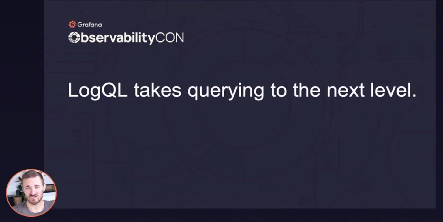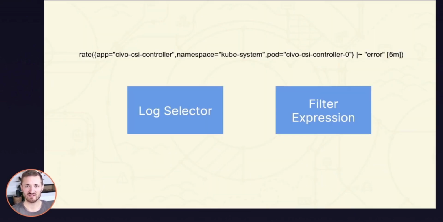LogQL. I touched upon the idea of looking into your logs, but LogQL syntax, very closely following PromQL, takes your querying to the next level. The built-in functions that come with PromQL and LogQL are very similar. So averaging, rate, and other commands are all there for you to use. In this example, you can see I took that CSI controller error rate and I've started to look at it over time. And this is extremely exciting because you can start to build out dashboards. You can start to pull out useful information directly from your logs.